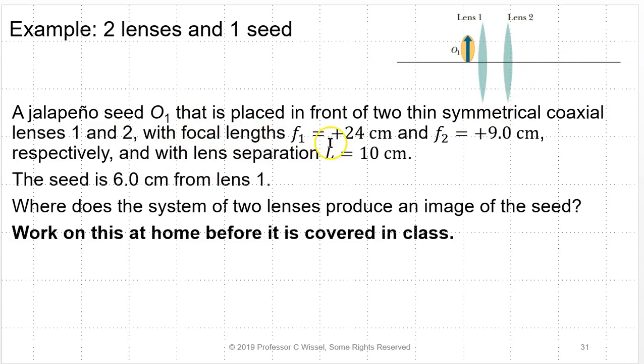The focal length of F1 is positive 24 centimeters and F2 is positive 9 centimeters, respectively, with a lens separation between these two lenses of 10 centimeters. The seed is, that's the distance to the object, 6 centimeters from lens 1. Where does the system of two lenses produce an image of the seed?